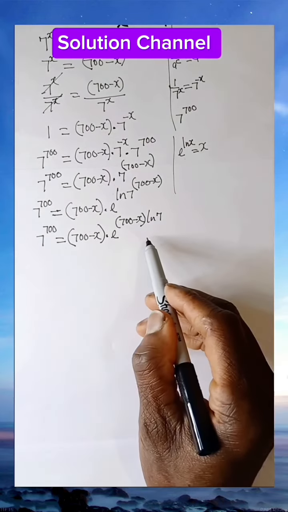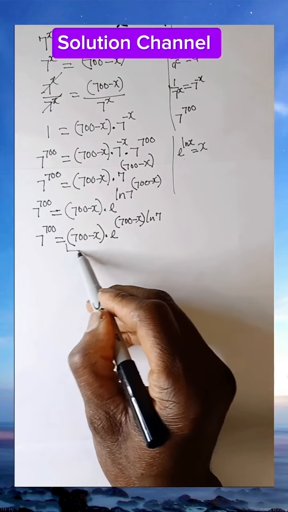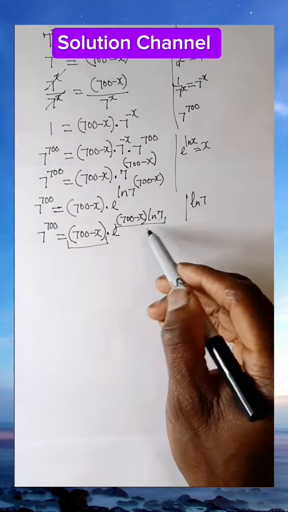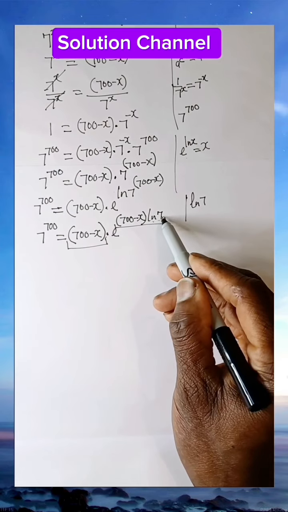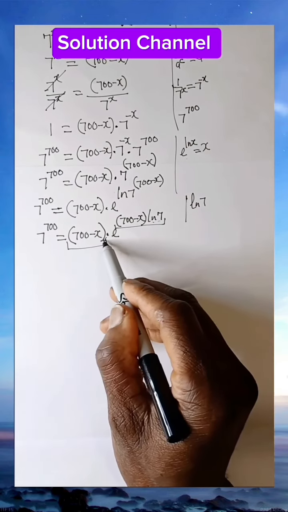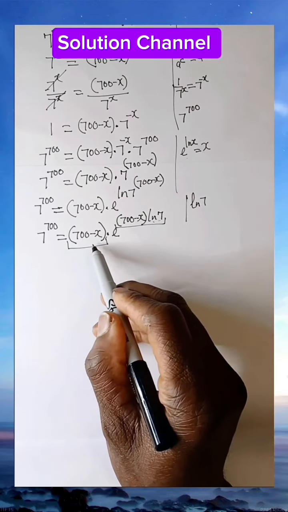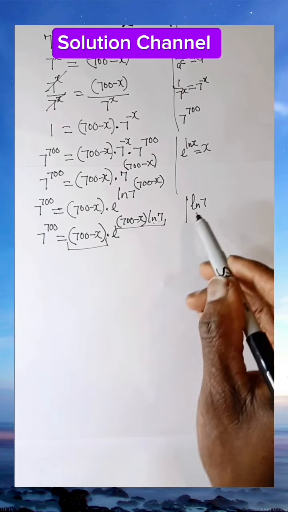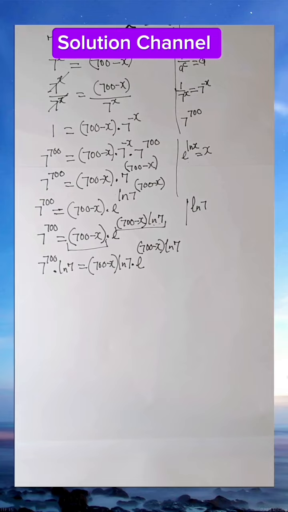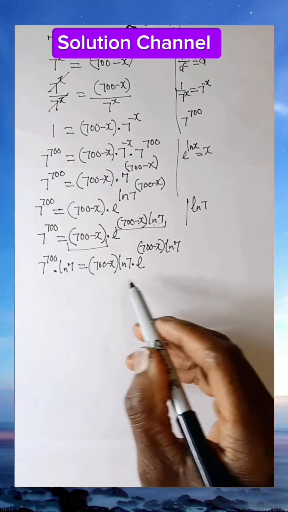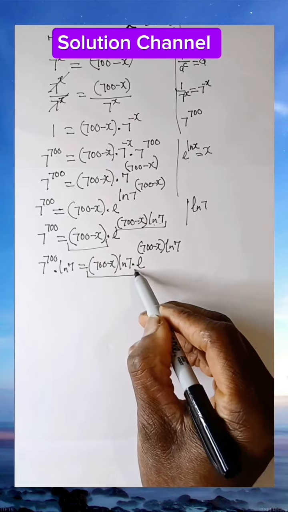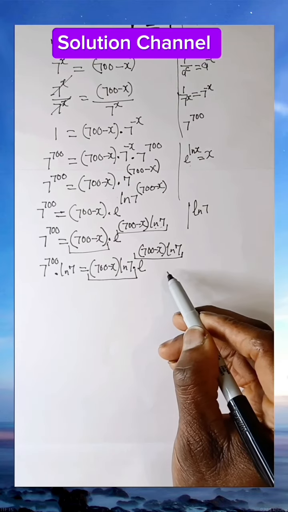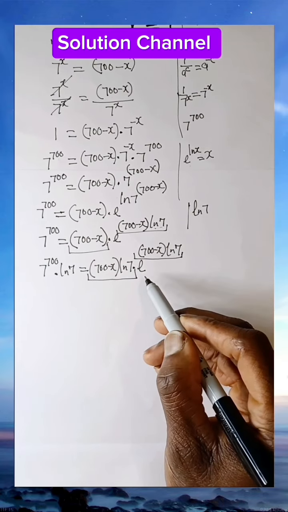On the right-hand side, my goal is to make this term the same as the exponent, okay? In the exponent, we have the natural log of 7. We do not have it here in the base. We are going to introduce it. To introduce it, we are going to multiply both sides of the equation by the natural log of 7. On the right-hand side, this term is the same as the exponent. This meets the requirement for the application of the Lambert W function, okay?